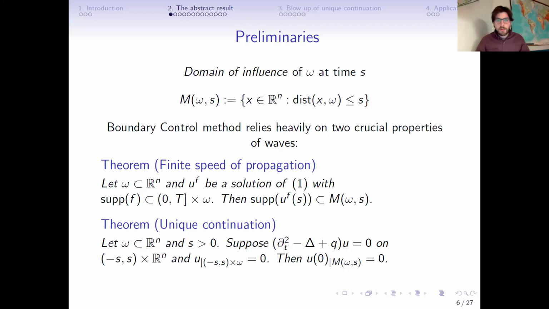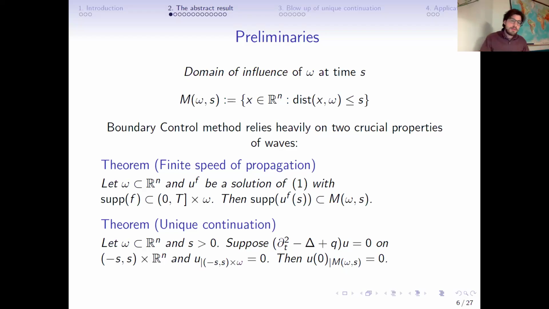So the first important point is that the boundary control method is based on two fundamental properties of the wave equation, which are finite speed of propagation and unique continuation. Finite speed of propagation, I'm not going to detail. It's essentially energy estimates for the wave equation. It's what gives well-posedness for the wave equation when the data are on a space-like hypersurface. It's just energy estimates, and the proof is essentially the same for any dimension.